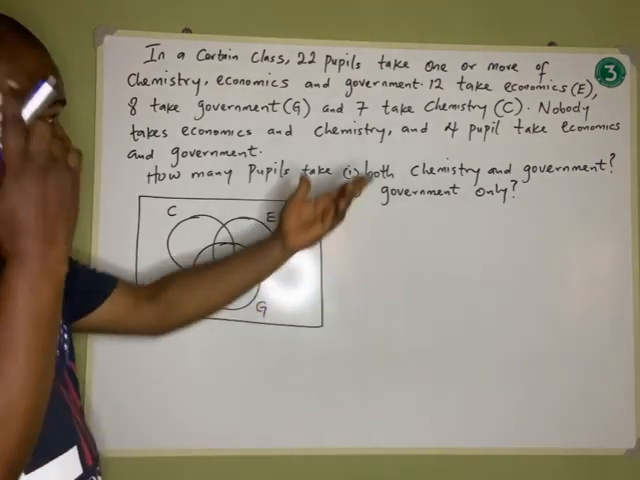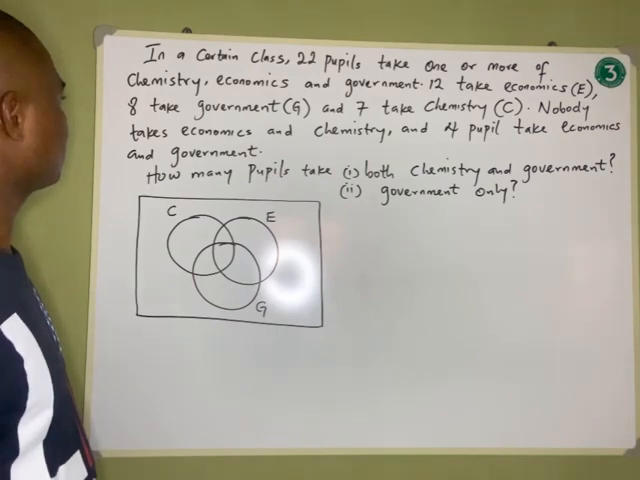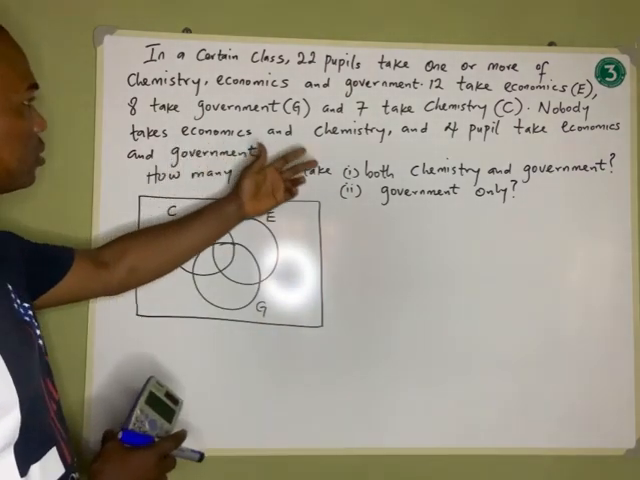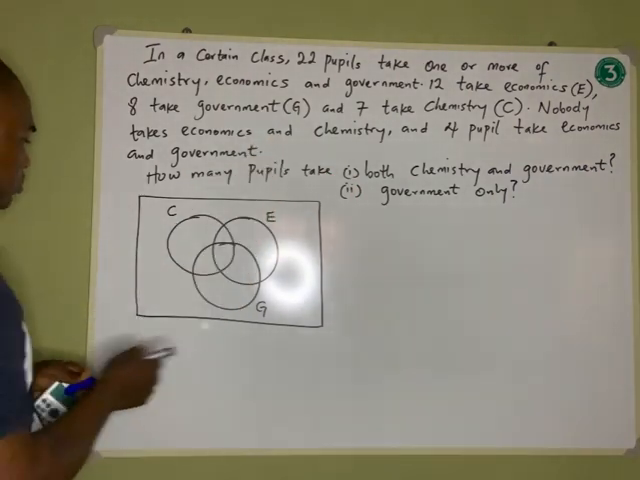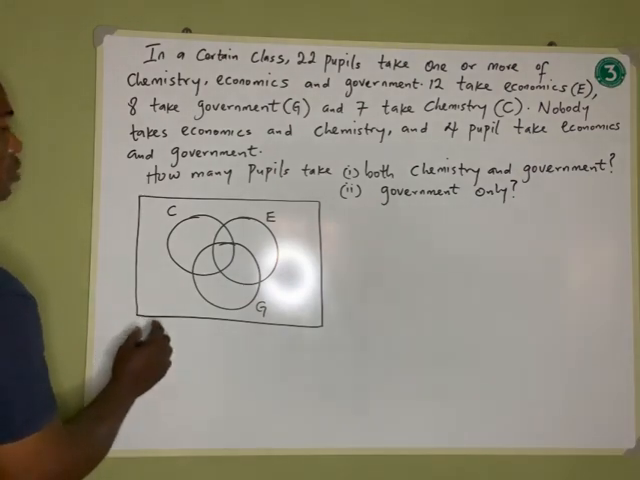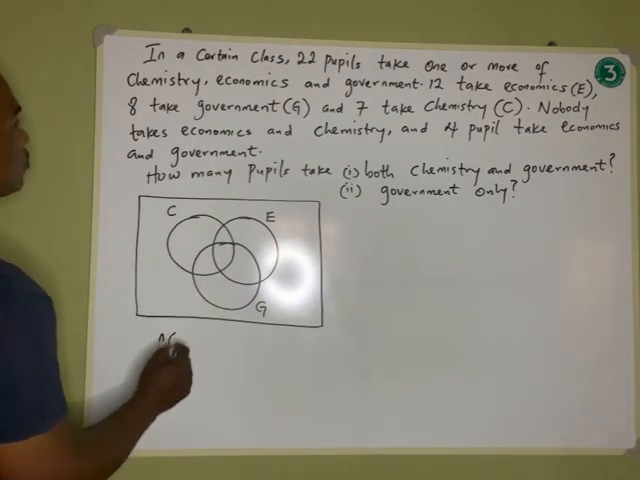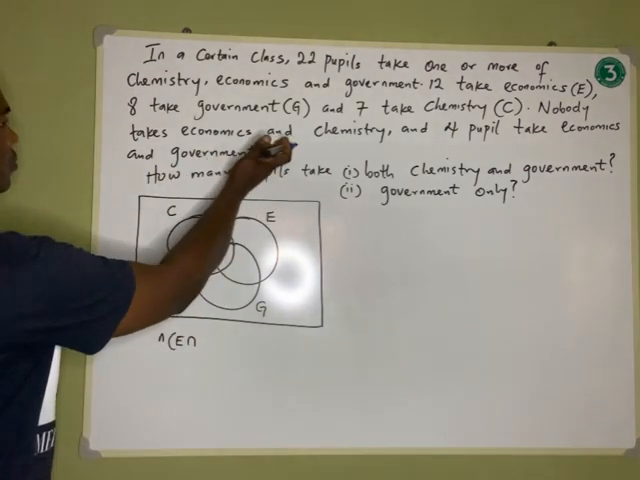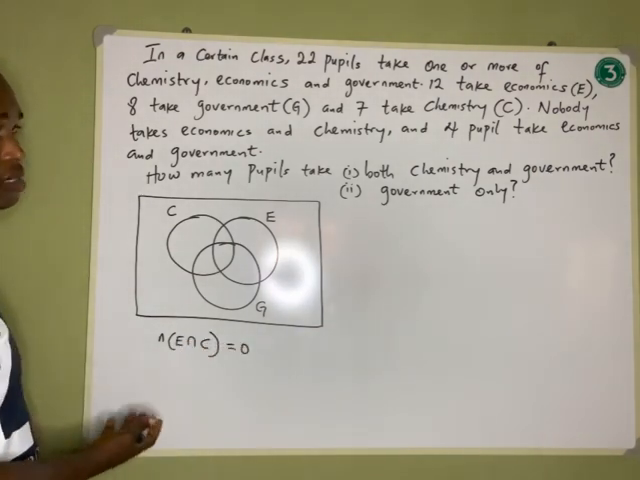Now, let us write the notation of the last two statements in the last paragraph. That is, nobody takes economics and chemistry, and 4 people take economics and government. If you want to write that notation, you can simply write it this way: nobody takes economics and chemistry, that is, the number of economics intersection chemistry, n(E ∩ C), is equal to 0.